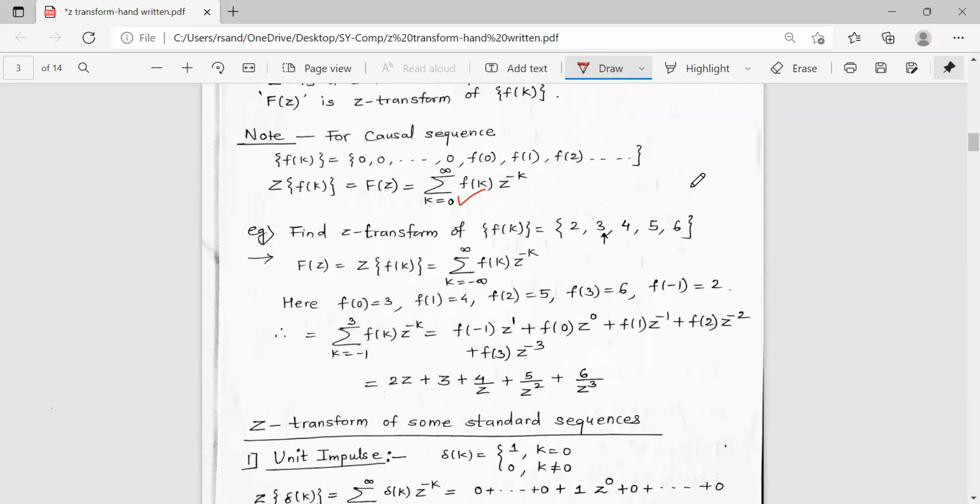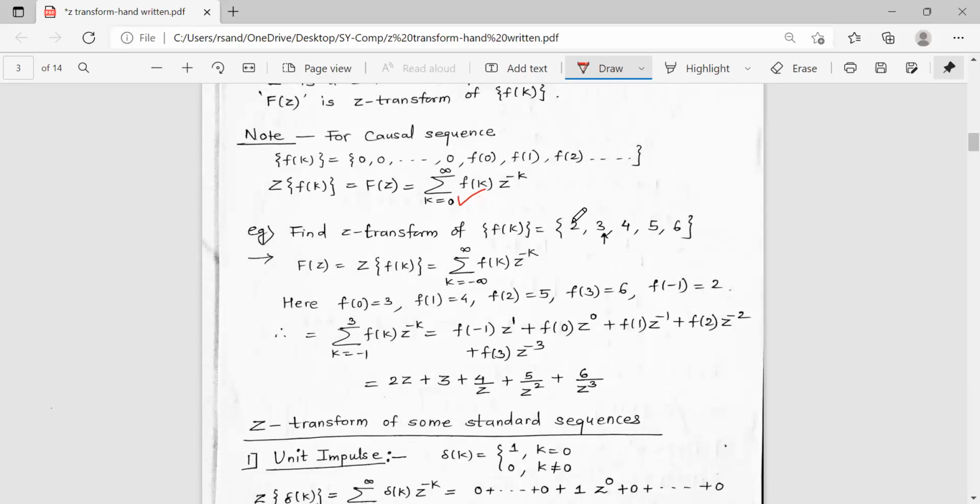Find Z transform of f of k. So this finite sequence is given: 2, 3, 4, 5, 6, and the arrow indicates 0th position. So 3 is your 0th position. Okay, therefore when you find the Z transform of f of k, here f of 0 is 3, f of 1 is 4, f of 2 is 5, f of 3 is 6 and f of minus 1 is 2.